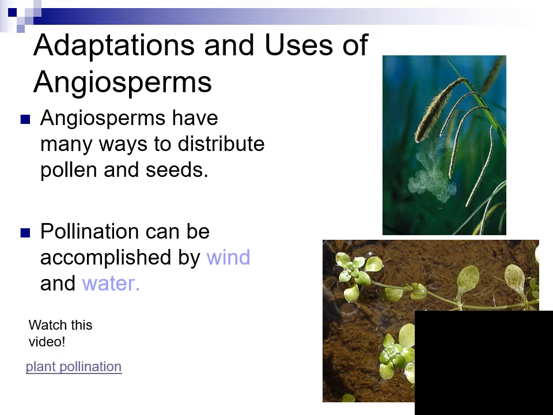So when we talk about how the angiosperms are able to distribute their pollen and distribute their seeds, we've talked about the fact that wind can carry the pollen, water can carry the pollen. If it's a plant that lives in water, it's going to drop its pollen into the water and have it carried to another plant.